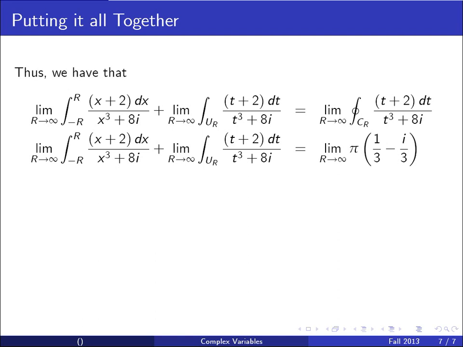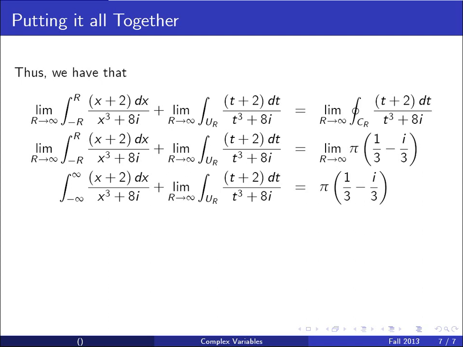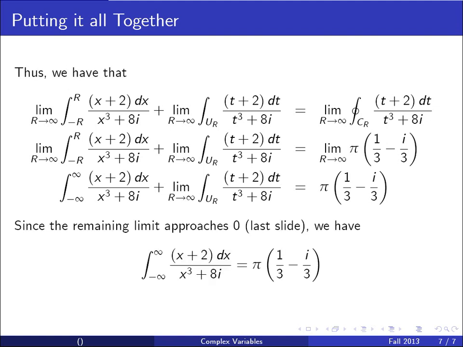And therefore, we get the integral we're trying to evaluate plus the limit as r goes to infinity of the integral over u sub r of (t plus 2) dt over (t cubed plus 8i) equals pi times the third minus i over 3. But on the last slide, we showed that that remaining limit is approaching 0, and so therefore we have the problem we were wanting to solve equal to the answer we got from the residue theorem. In other words, the integral from negative infinity to infinity of (x plus 2) dx over (x cubed plus 8i) equals the answer pi times the quantity 1/3 minus i over 3.